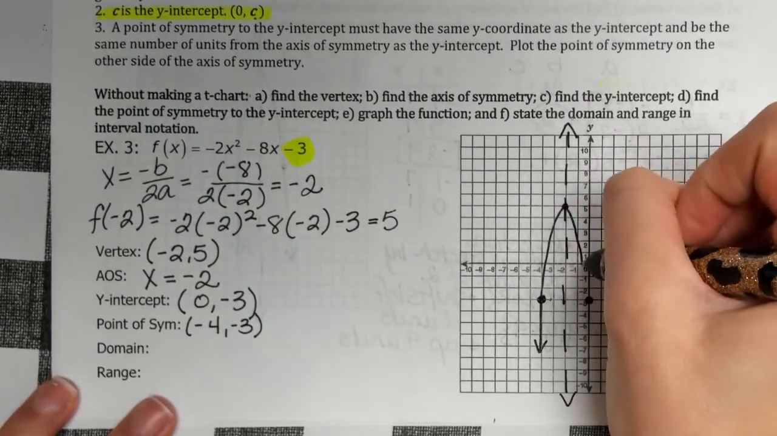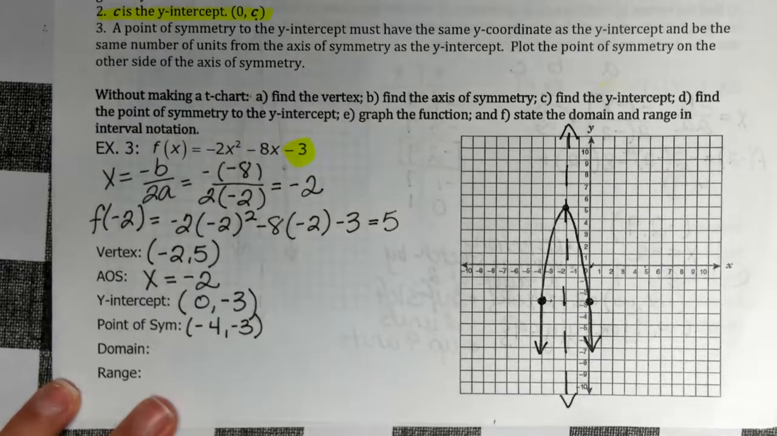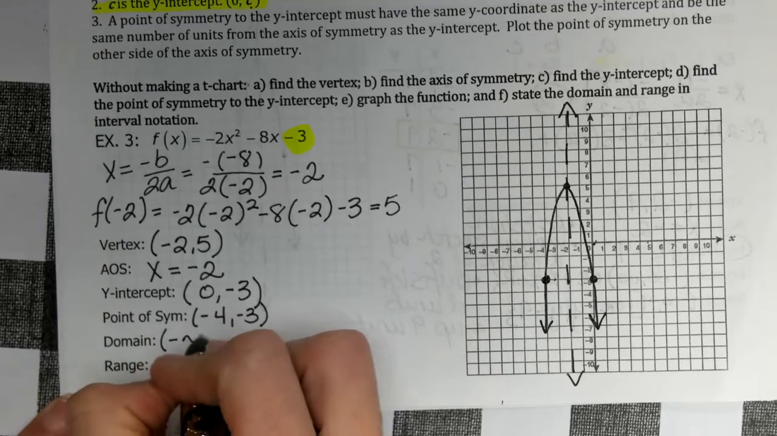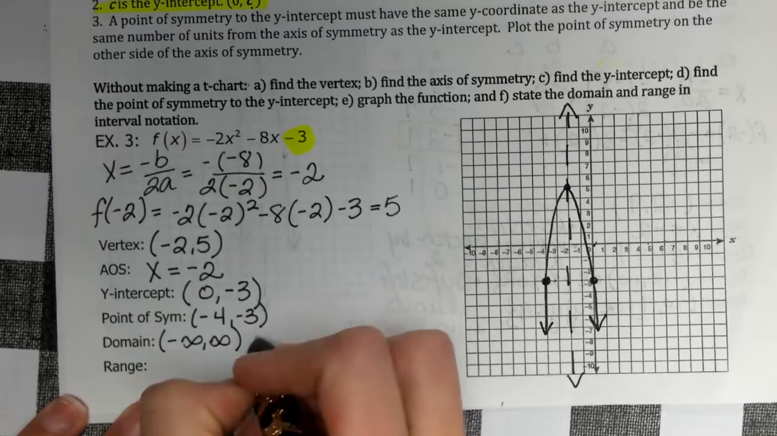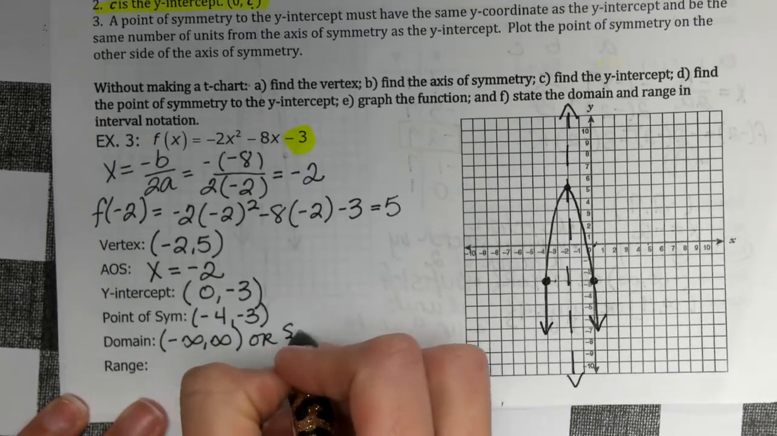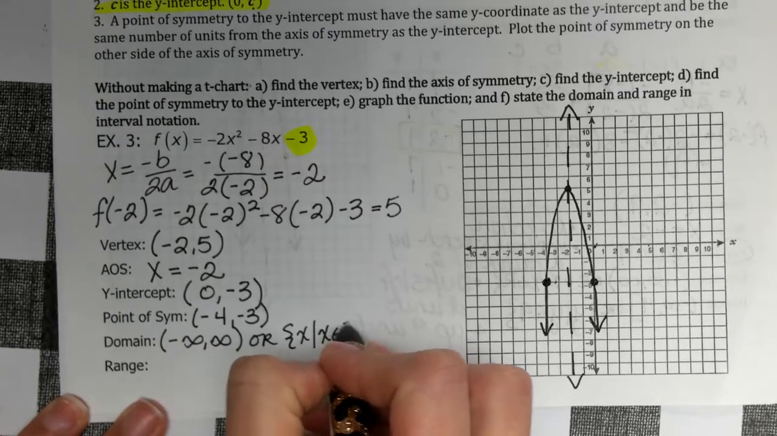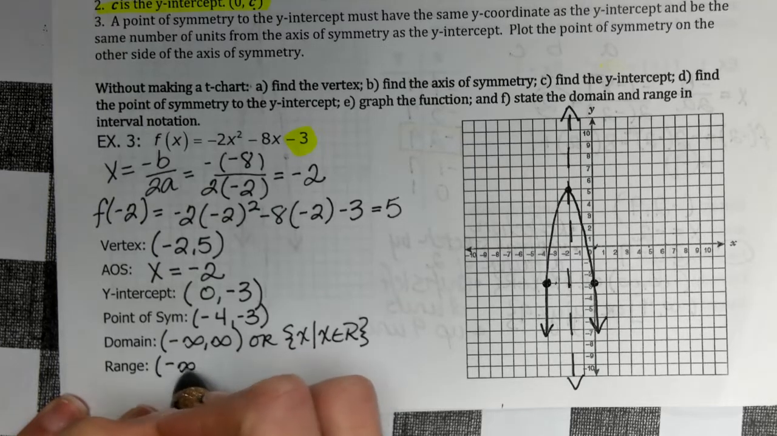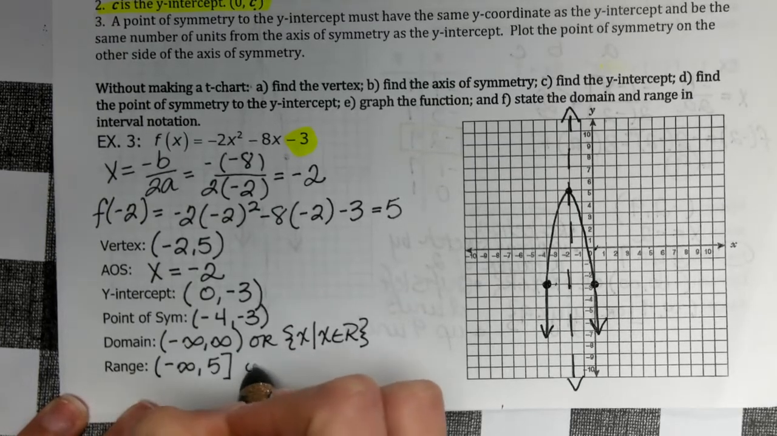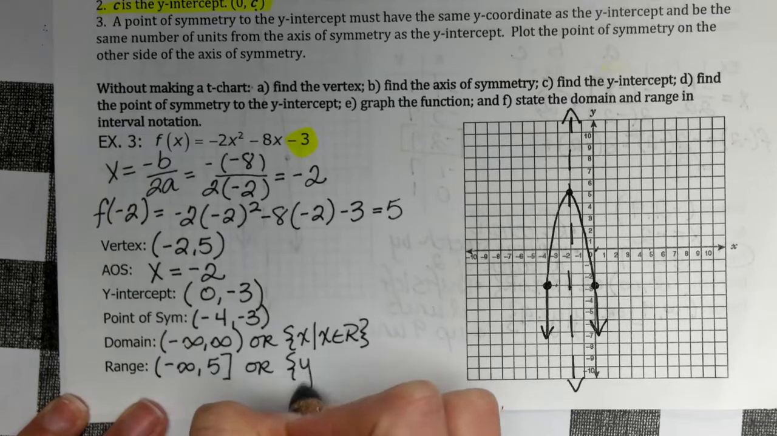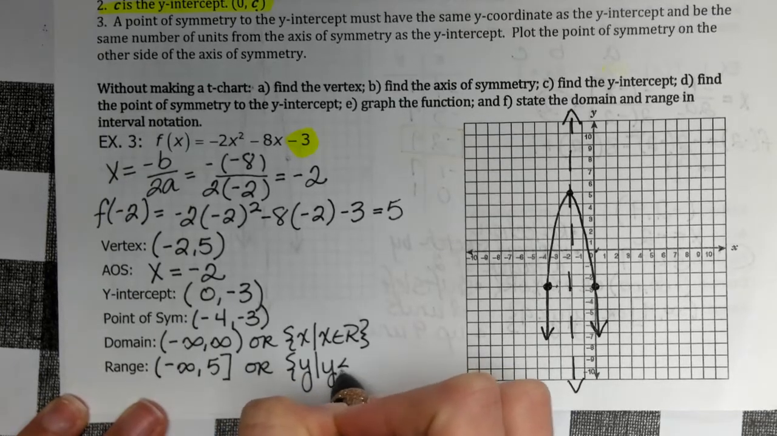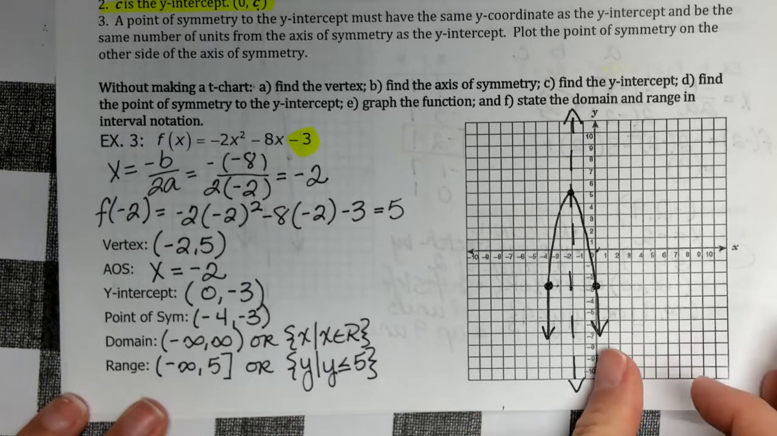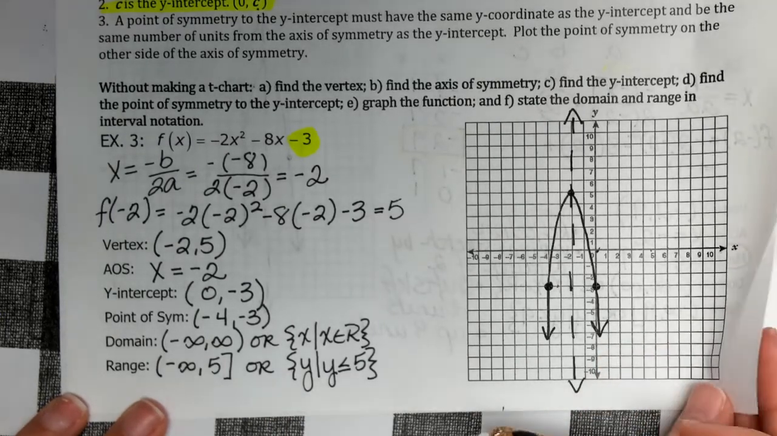And then draw your parabola. My domain stays the same, all real numbers. What's my range? Or y is less than or equal to 5. Y'all good with that?